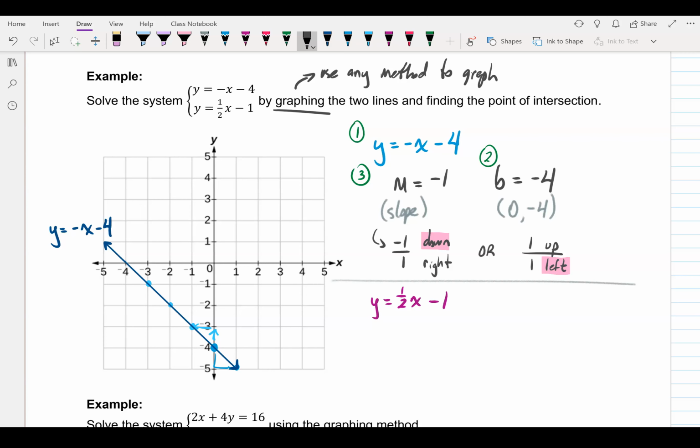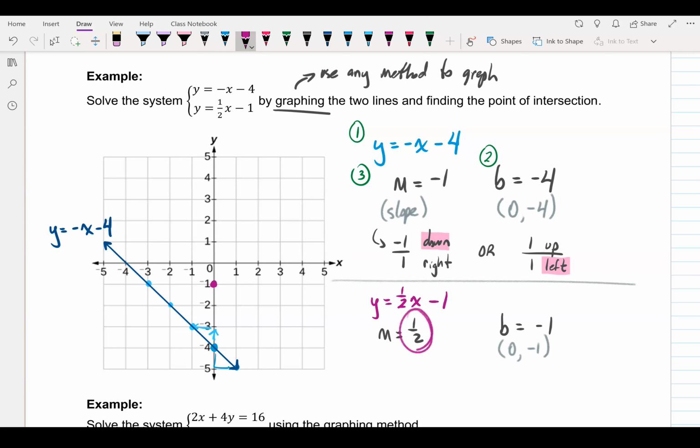What I did was I noted that the slope was 1/2. That's going to give me up 1, right 2. And I'm also going to note the position of the y-intercept, which is negative 1. So right away, I know that the y value of the y-intercept is negative 1. It's actually (0, negative 1) that is the point itself. And then using my slope, go from there.